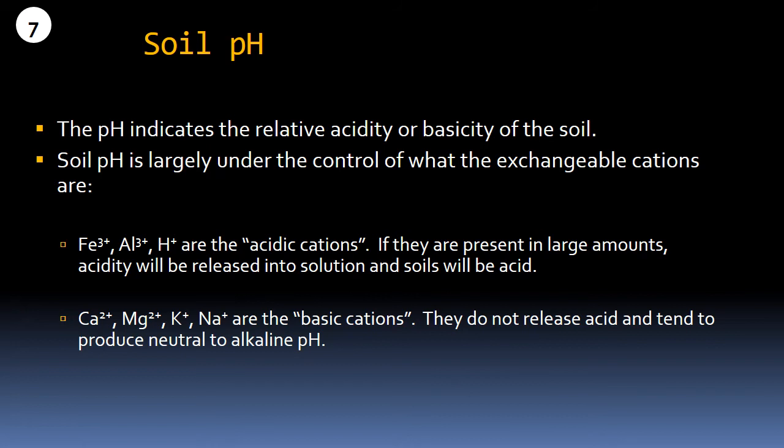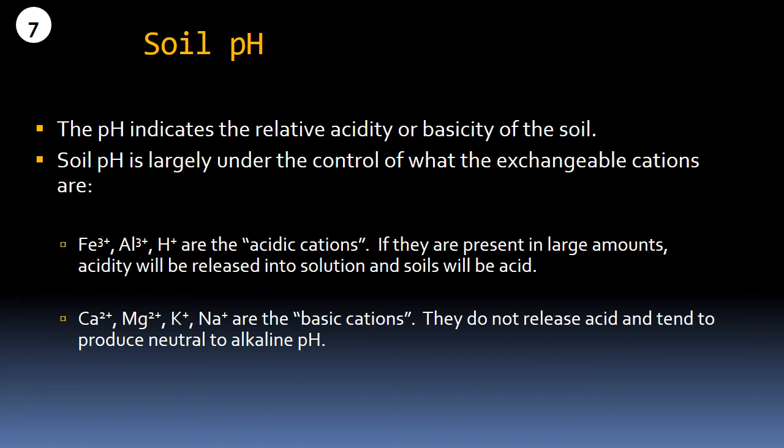condition. And this is also related to the type of cations that exist. So you have some of the cations that are called basic cations, and others are called acidic cations. For the acidic cations, like aluminum, iron and hydrogen, when they exist in the soil in a large amount and water is added, they will be released in the soil solution, and their release will end up decreasing the soil pH, making the soil very acidic.